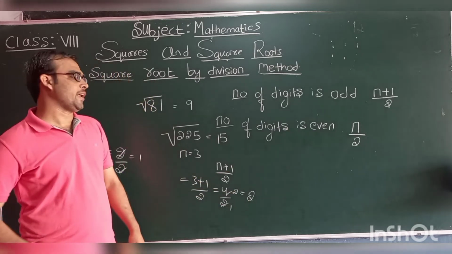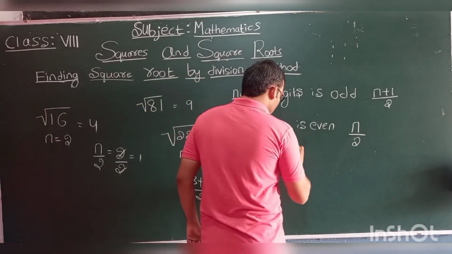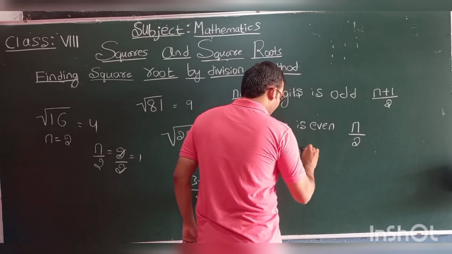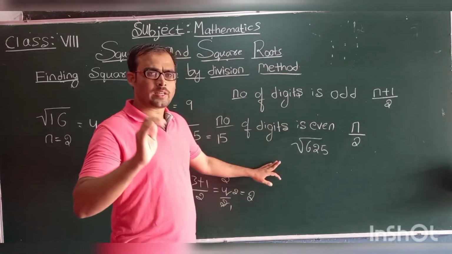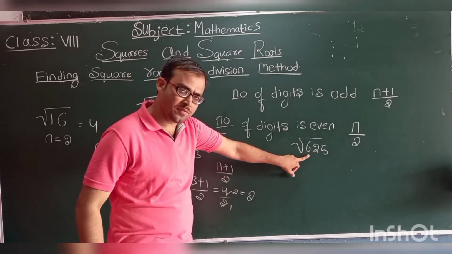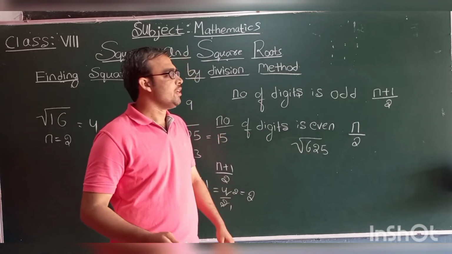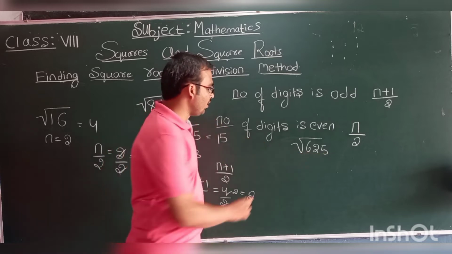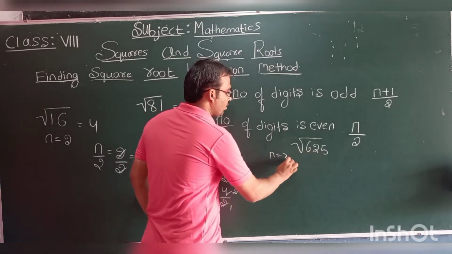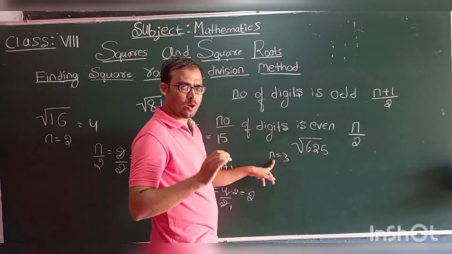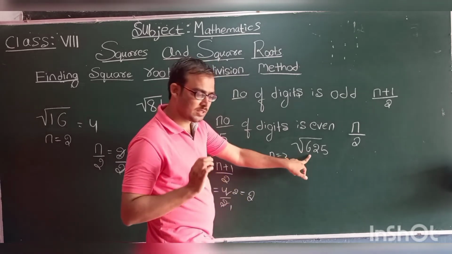I'll tell you one more example. Let us take 625. If I ask you, what is the number of digits in the square root of 625, then how do you need to find it? Here the number of digits n is odd: 1, 2, 3. So there is an odd number of digits. Then how to find the number of digits in the square root of this number?